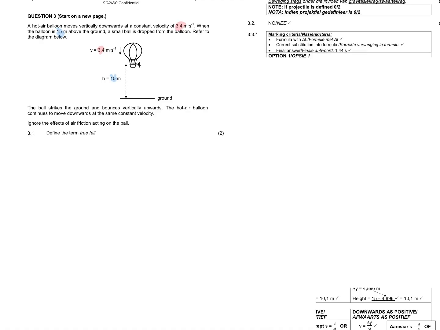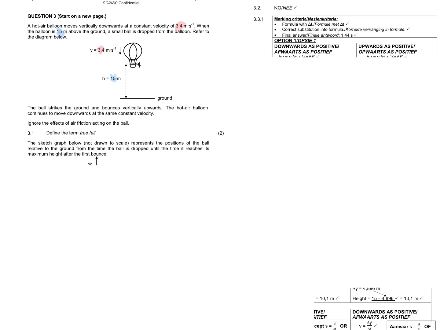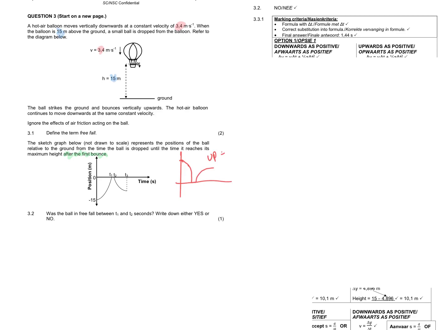So now, for 3.2, they ask you, was the ball in free fall between T1 and T2? T1 and T2 is when it's bouncing. I don't know whether you know that, but it says here it's after the first bounce. Basically, you should actually draw this graph the other way around, like this, if you want to see more or less what's happening. And this would be up is positive.